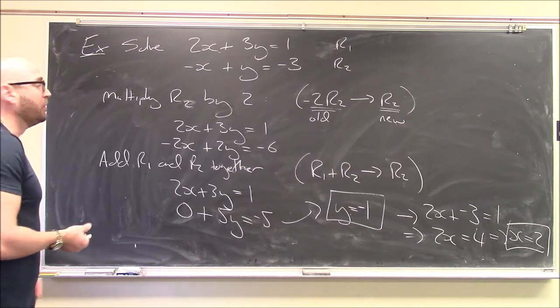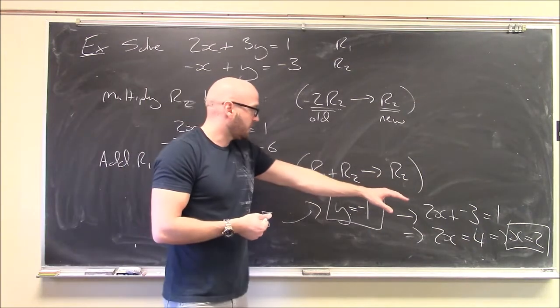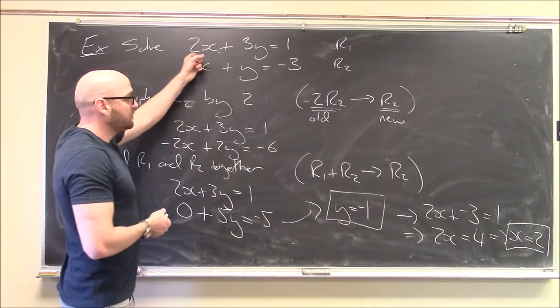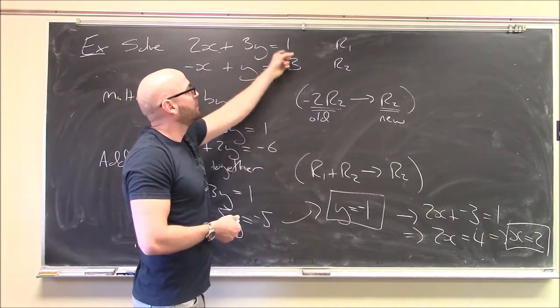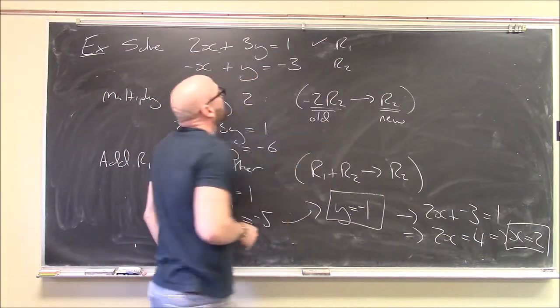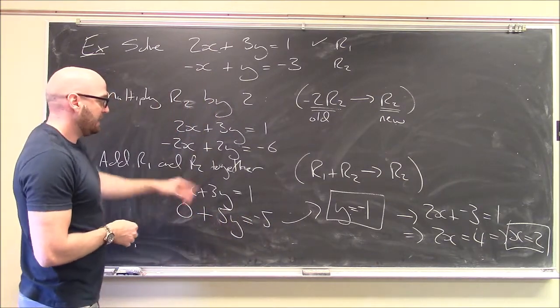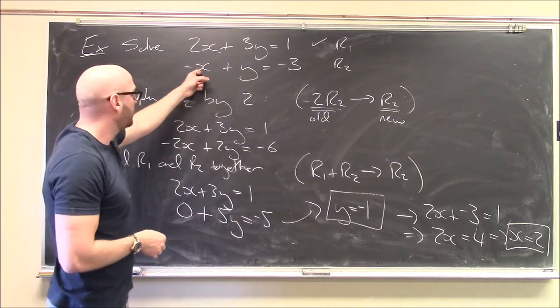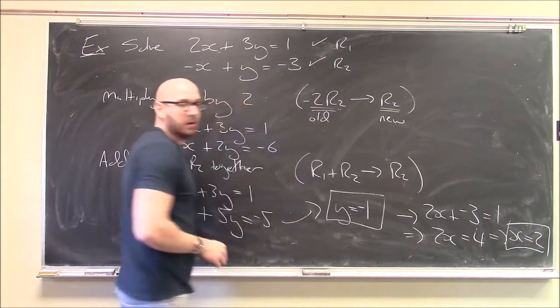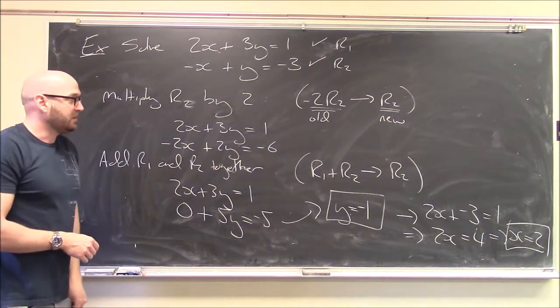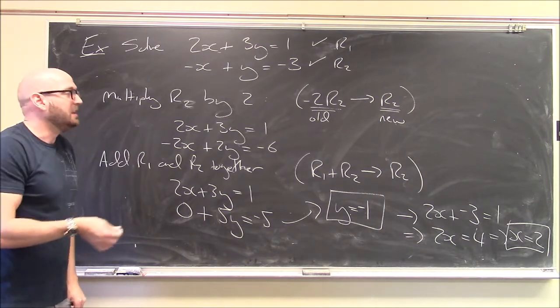And once again, you can always verify that your solutions are correct. Let's try and plug them in. x equals 2, y equals minus 1. I've got 4 minus 3 equals 1. Great. That's true. And minus 2 minus 1 equals minus 3. That's true. Great. So I've verified that we didn't make any mistakes, that this is indeed the correct solution.